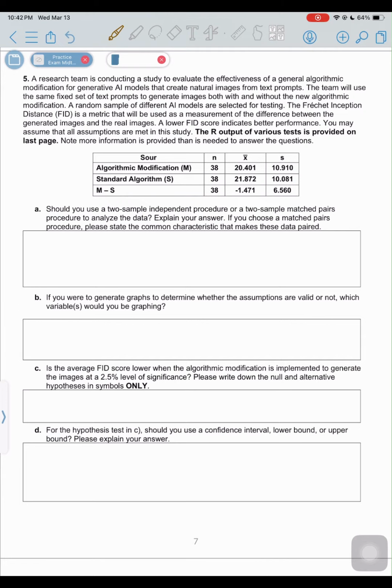Should you use a 2 sample independent or 2 sample matched pairs procedure to analyze the data? I might actually have to read the question again then. The team will use the same fixed set of text prompts to generate images both with and without the new algorithmic modification. And a random sample of different AI models are selected for testing. The Frechet inception distance is a metric that will be used as measurement for the difference between the generated images and the real images. Okay, so now we read all the questions.